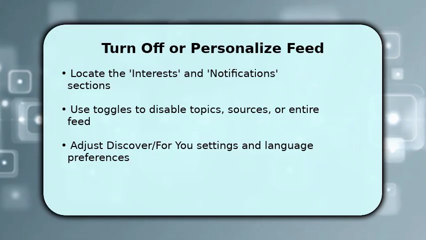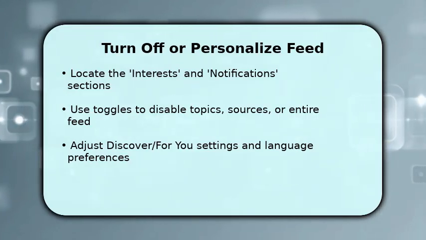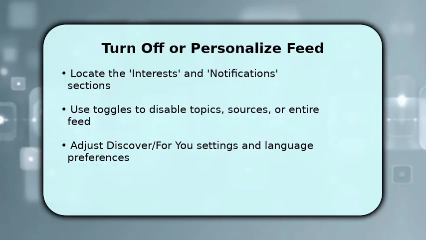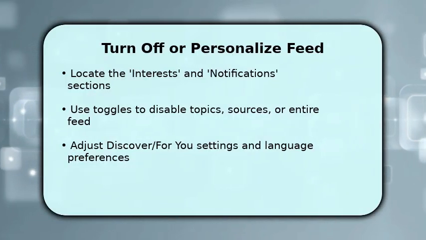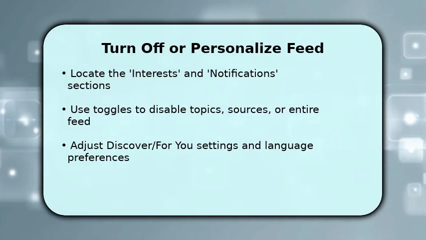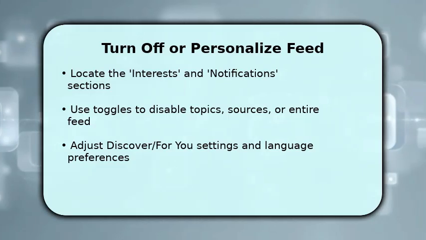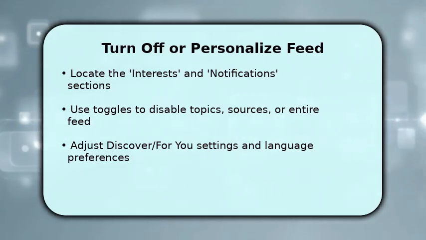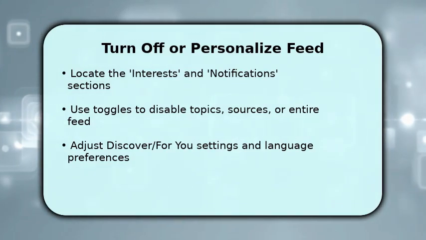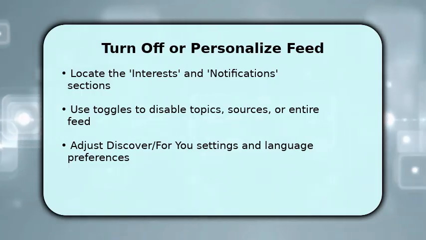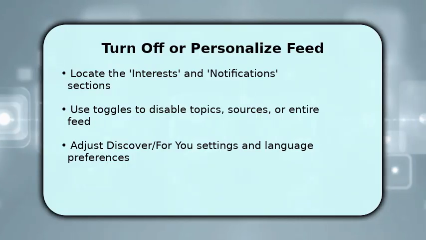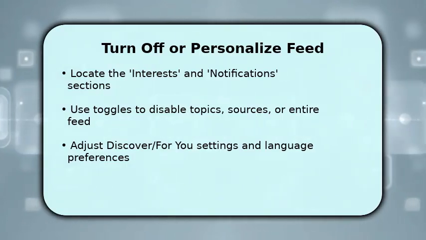You go to Interests to remove topics or sources you no longer want. Tap each item and choose Remove or Unfollow. Then visit Notifications and disable alerts for categories that push articles to your feed. If an option named Discover or For You exists, switch it off or narrow it to specific topics. Once done, double-check language and region settings to prevent automated content from reappearing in your feed.